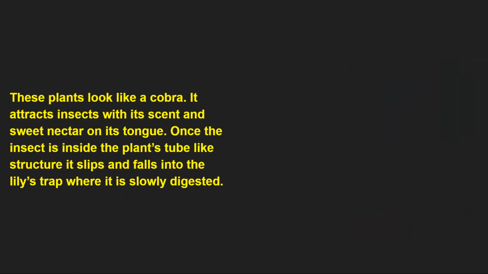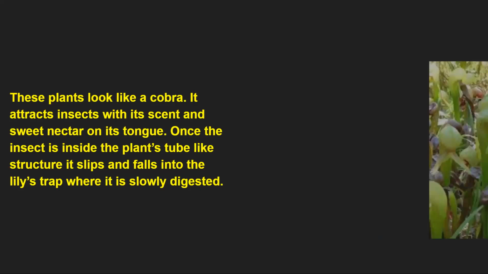The next one is, these plants look like a cobra. Students, all of you know cobra is a kind of snake. It attracts insects with its scent and sweet nectar on its tongue. Once the insect is inside the plant's tube-like structure, it slips and falls into the lily's trap, where it is slowly digested. So this plant is secreting sweet nectar and some scent is there. Due to the smell of this scent, the insects are attracted towards this plant. Once they are captured, this plant will eat and digest them.